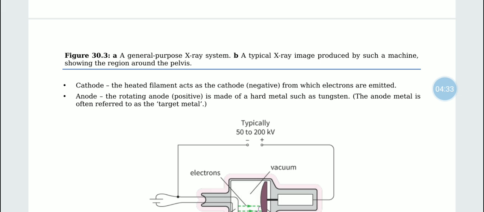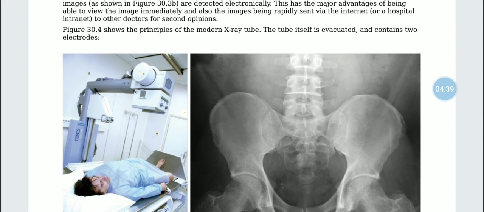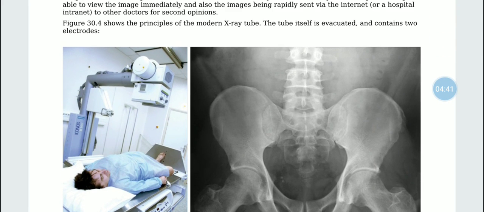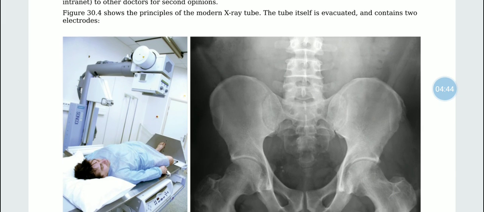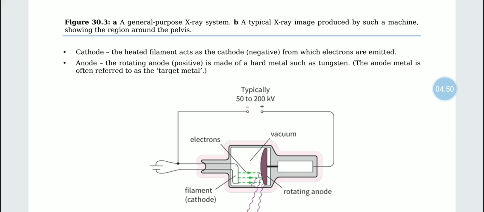An X-ray tube would be made up of two electrodes. The tube is evacuated, and there is a cathode and an anode. The cathode is the heated filament, which produces the electron beam. Then the anode is a rotating anode. It is positive, obviously. It is made up of some hard metal such as tungsten.